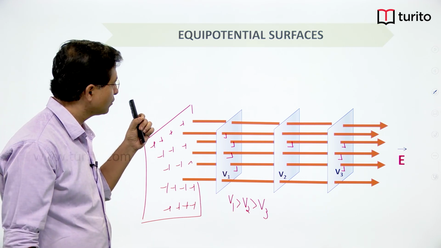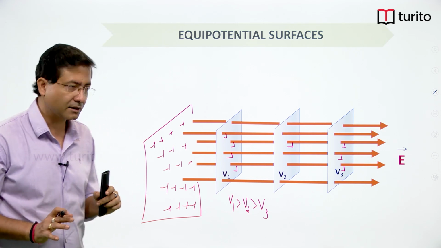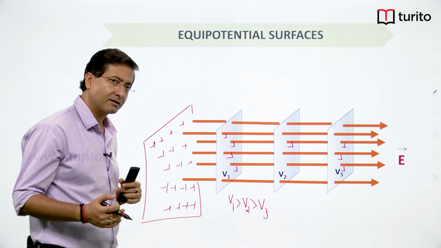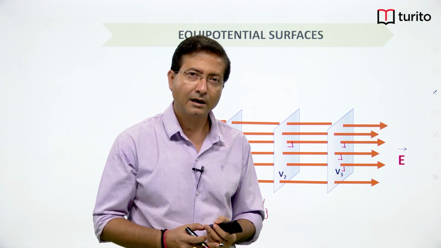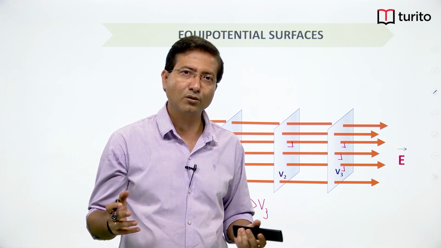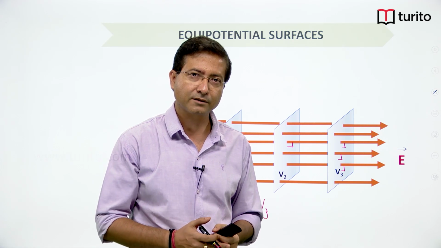So, the concept of equipotential surface is clear. In our next class, we will talk more about equipotential surfaces, and we will take up different distributions to locate the equipotential surface in space.